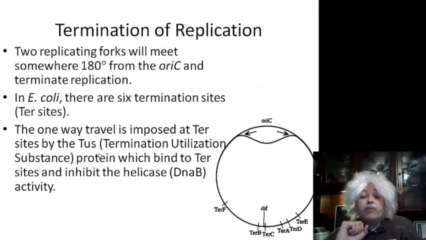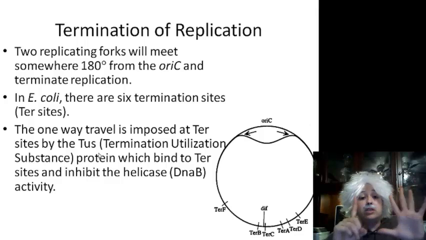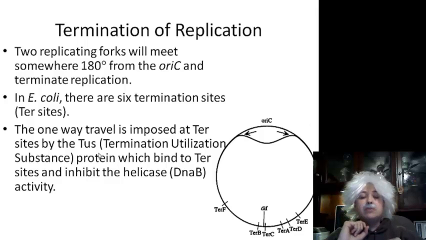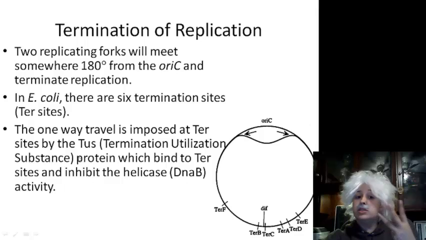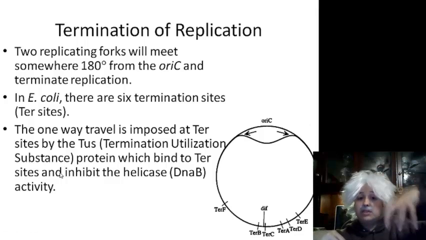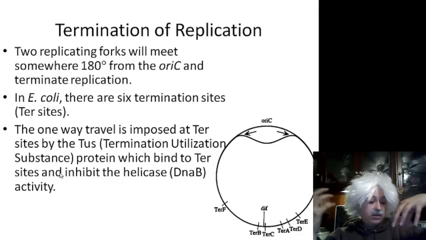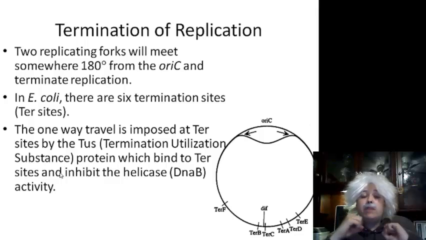Termination of replication. Two replication forks will meet approximately 180 degrees from the origin, terminating the replication. E. coli has six termination sites called Ter sites. What happens when it hits a Ter site? Well, Tus, which is the termination utilization substance protein, binds to the Ter site and inhibits the helicase activity. So, we have Tus sitting here, and DNA helicase is coming down, bumps it, and gets knocked off. Therefore, it cannot open anymore, and replication is terminated.